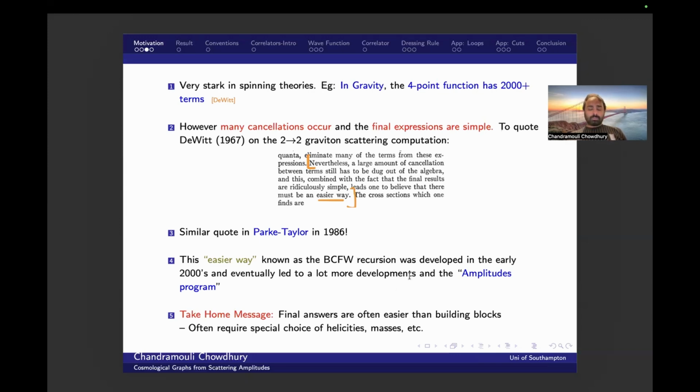Now, the take-home message from this historical fact is that the final answers can often be much simpler than your building blocks. And to see the simplicity, you may have to make some choices for helicities or the masses and so on, but in the end, it's very likely that your final answer can be super simple.